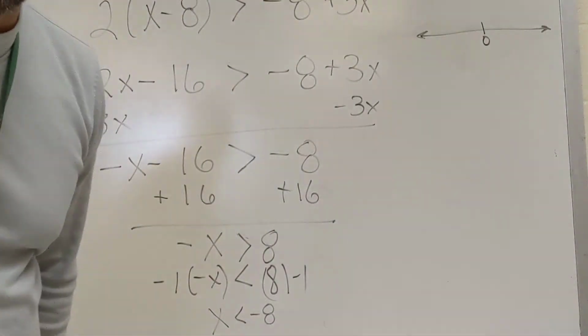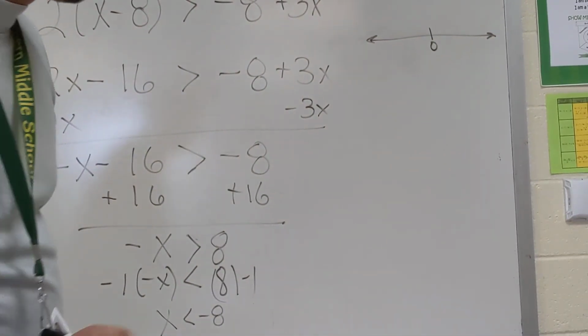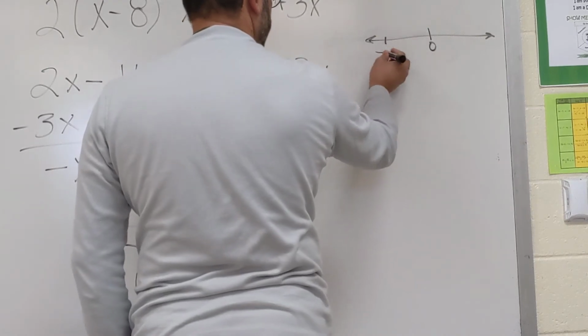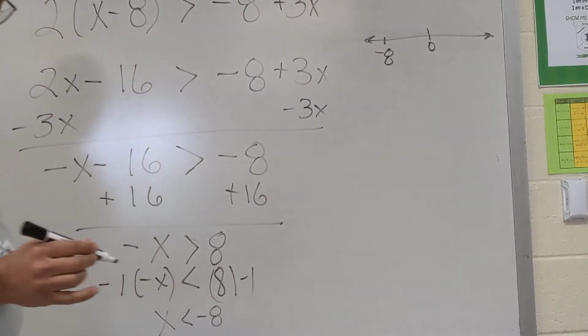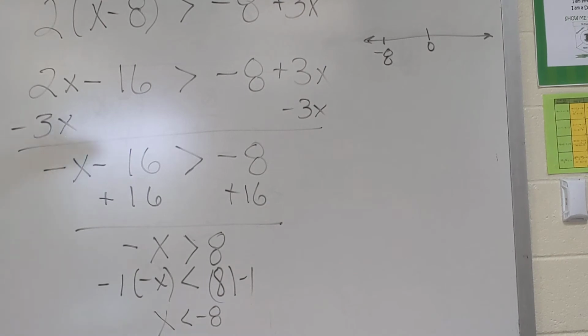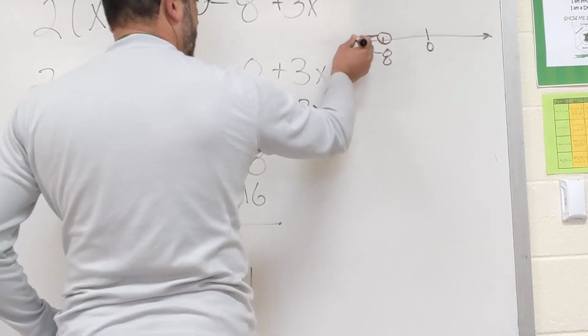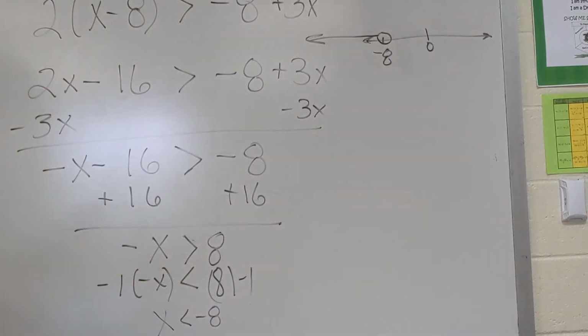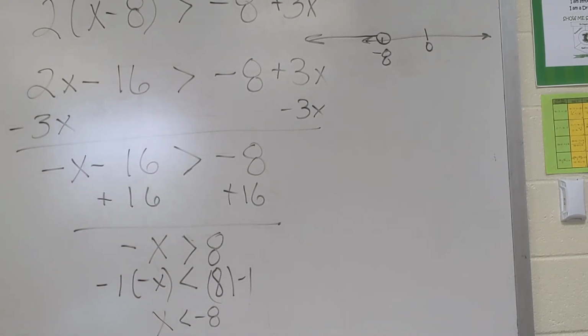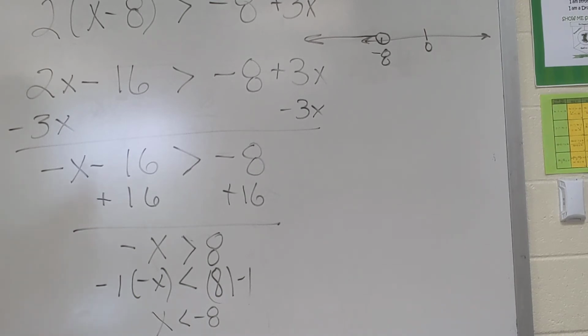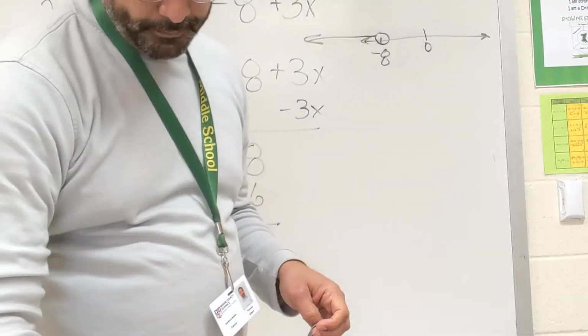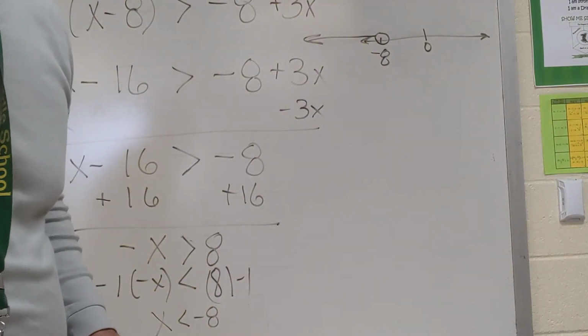All right, so there's 0 on my number line. There is negative 8. So if x is less than negative 8, it's going to be an open circle. And it's going to be everything to the left, because that's all my numbers less than a negative 8. All right, so let me pause this.